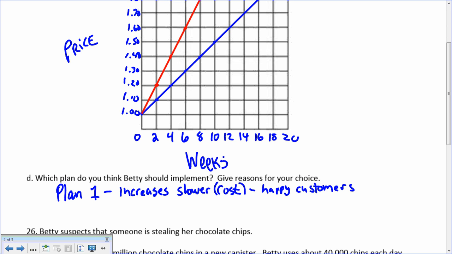So, how many people said plan 2 then was a better plan? All right. What was your reasoning for plan 2? Amra, what was your reasoning for plan 2? What was your reason that plan 2 was better? Okay. So this obviously increases faster, right? And again, it does because the slope is double, right? 0.10 is twice of 0.05. So it obviously increases faster. And she hit it right on the nose. You're going to get a profit quicker, right?